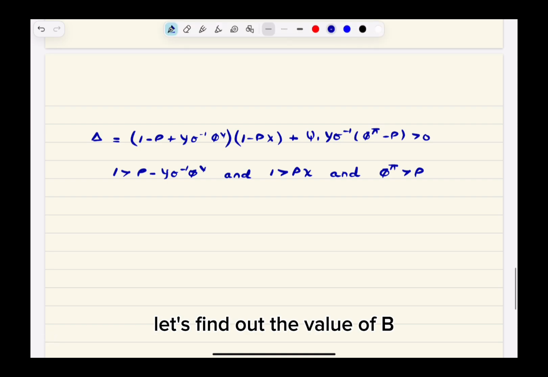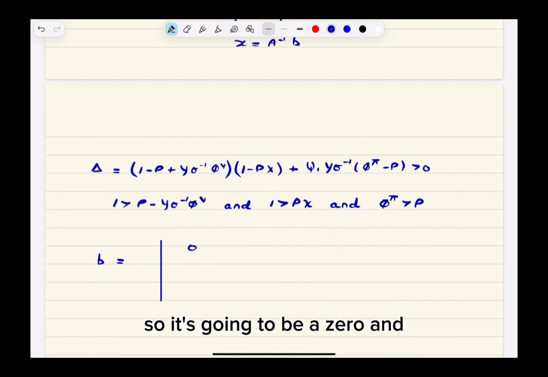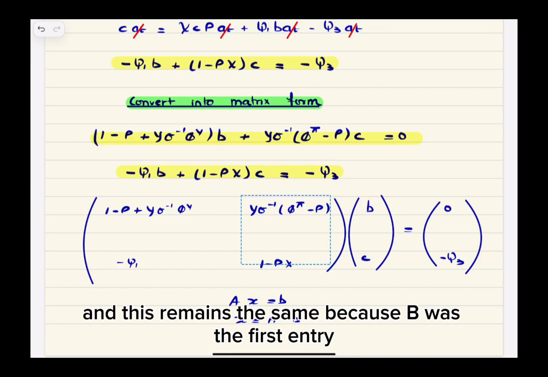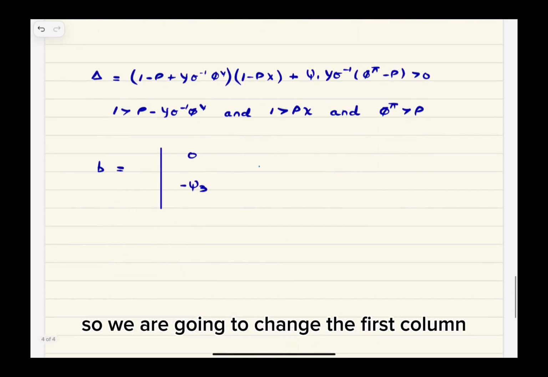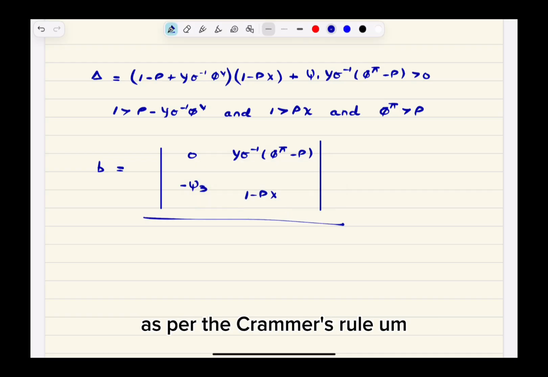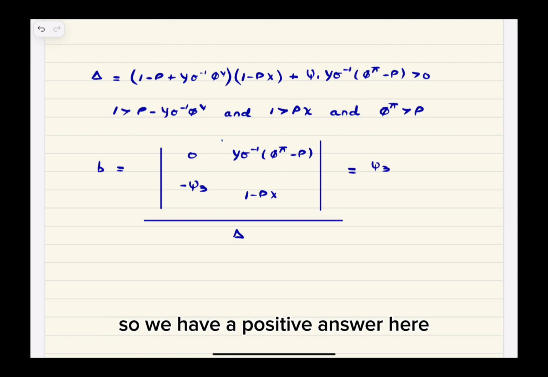Let's find out the value of B. We're going to replace the first column with B. So it's going to be a 0 and minus 3 here. And this remains the same because B was the first entry. So we are going to change the first column. And this determinant will get divided as per the Cramer's rule by the determinant of the whole matrix. So we have a positive answer here.